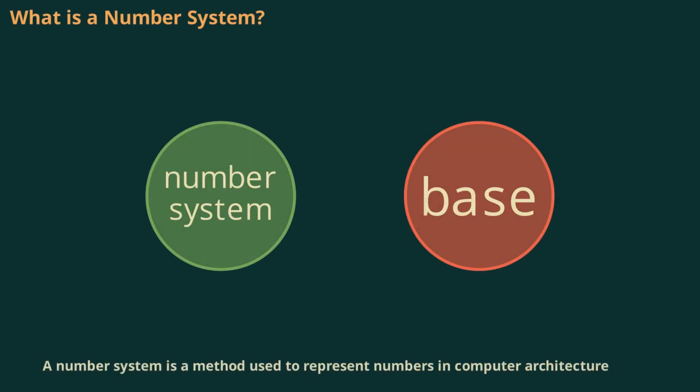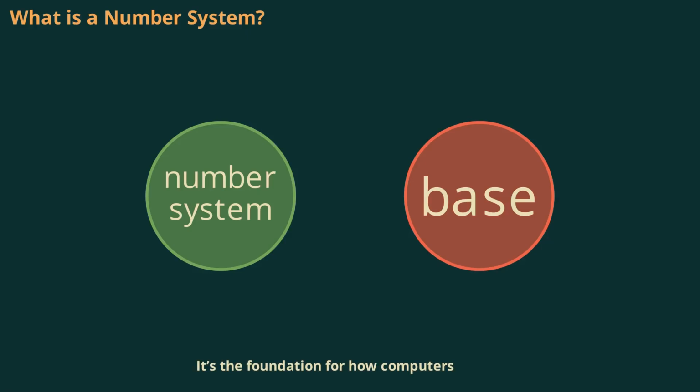A number system is a method used to represent numbers in computer architecture. It's the foundation for how computers process and store all types of information. There are four main types of number systems you'll encounter: binary, octal, decimal, and hexadecimal. Each system has its own base and set of symbols. Understanding these systems is crucial because computers rely on them to perform calculations and manage data. In the next scenes, we'll break down each system, starting with binary, and see how they're used in real-world computing.